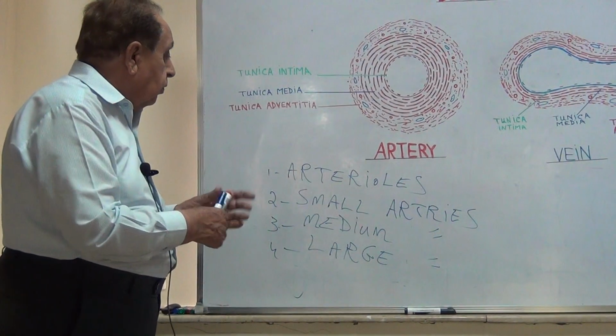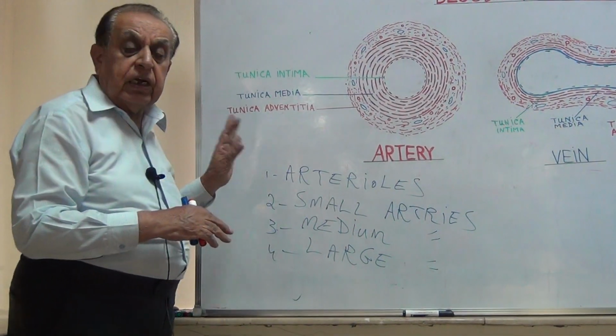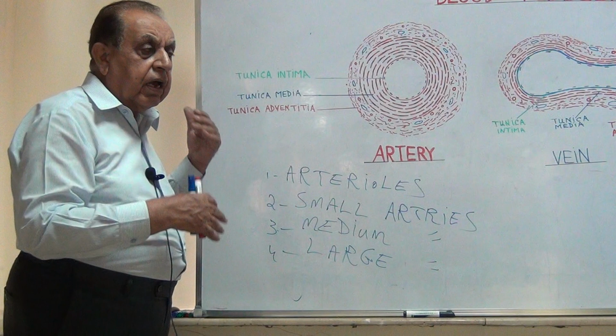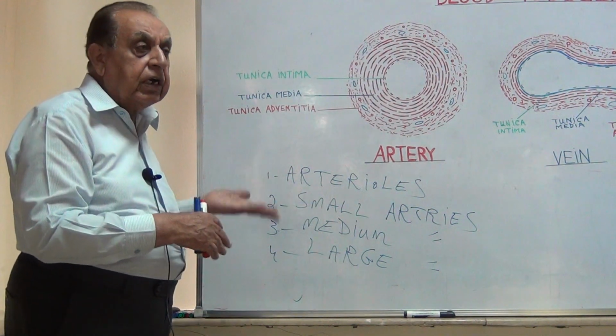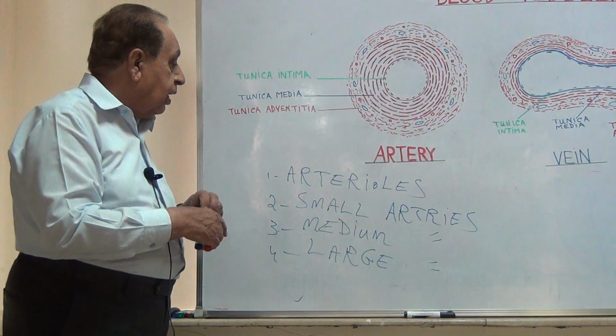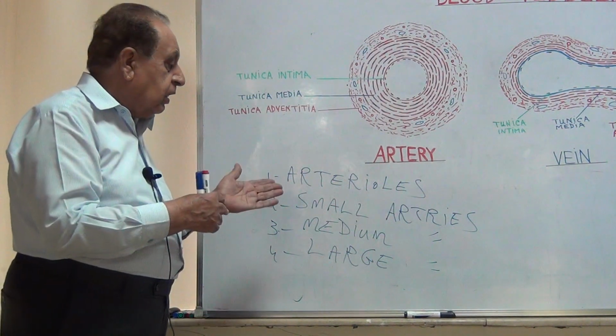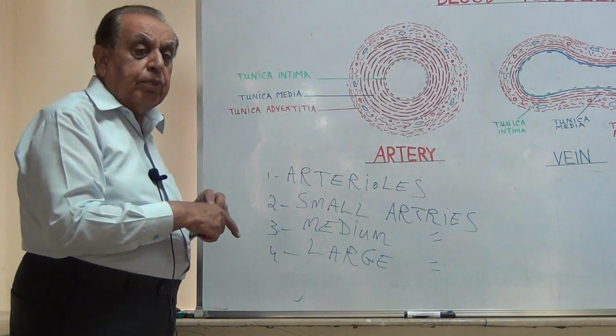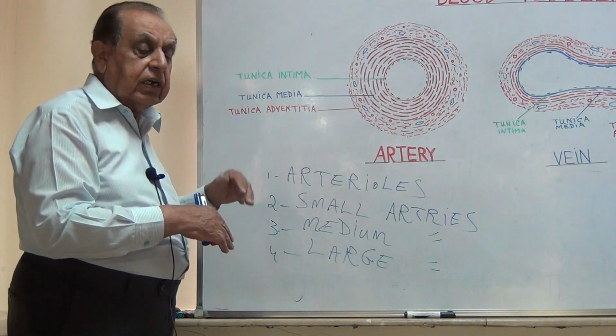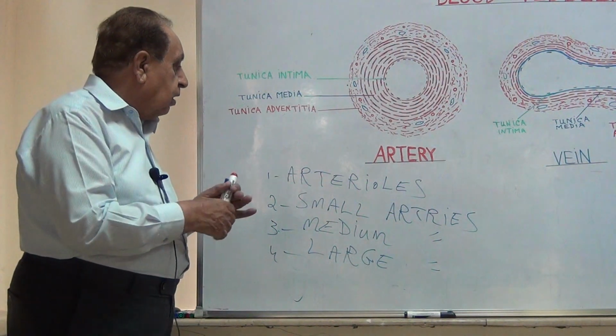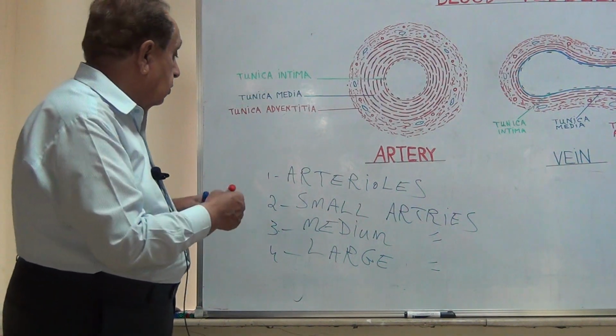Now the structure of these arteries is the same. They have tunica intima, tunica media, and tunica adventitia. But there are variations, mainly in the tunica media. First of all, the arterioles.